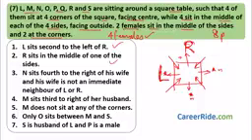Let's move on. N sits fourth to the right of his wife, and his wife is not an immediate neighbor of L and R. Immediate neighbor of R is this and this, of L is this and this. So N's wife can be here, here or here. Let us assume that N's wife is here. So where should N be? N should be fourth to the right of his wife.